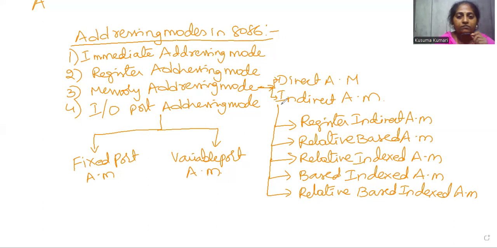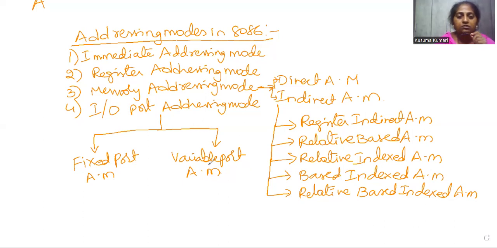Further, this indirect addressing mode is divided into five types: register indirect addressing mode, relative based addressing mode, relative indexed addressing mode, based indexed addressing mode, and relative based indexed addressing mode. And the fourth type is IO port addressing mode. This IO port addressing mode is further divided into fixed port addressing mode and variable port addressing mode.